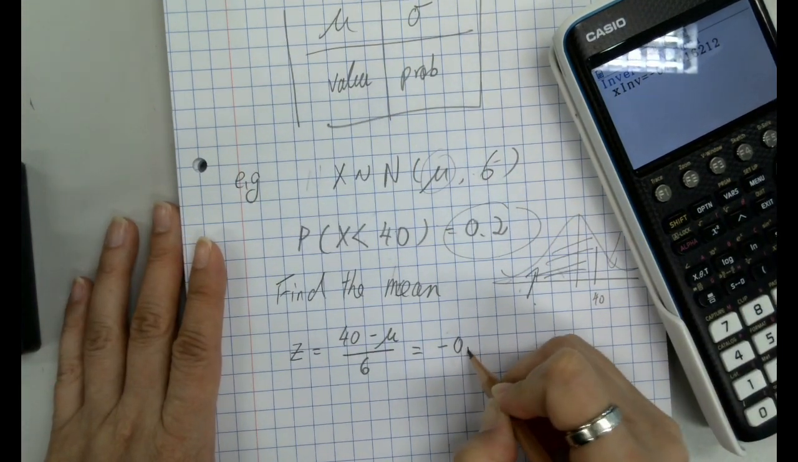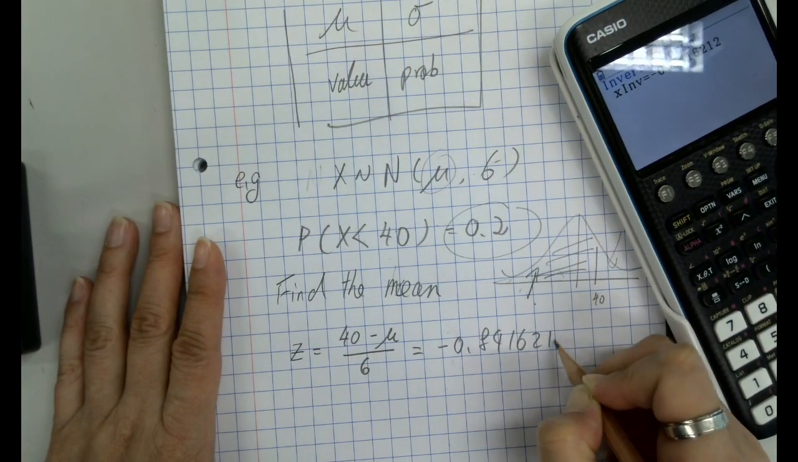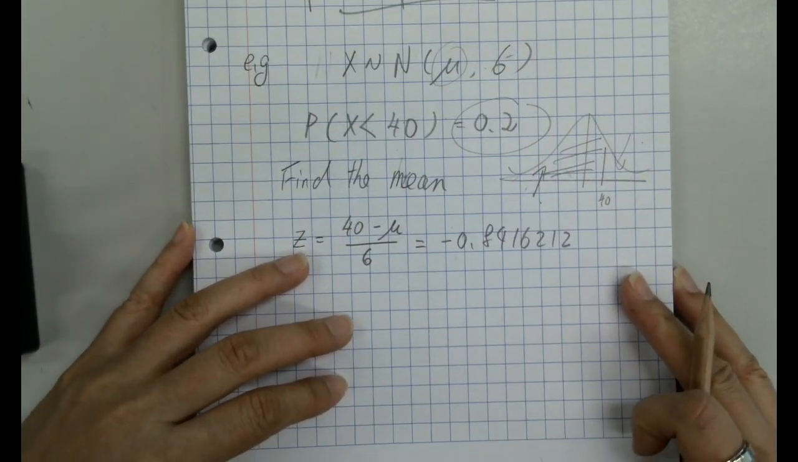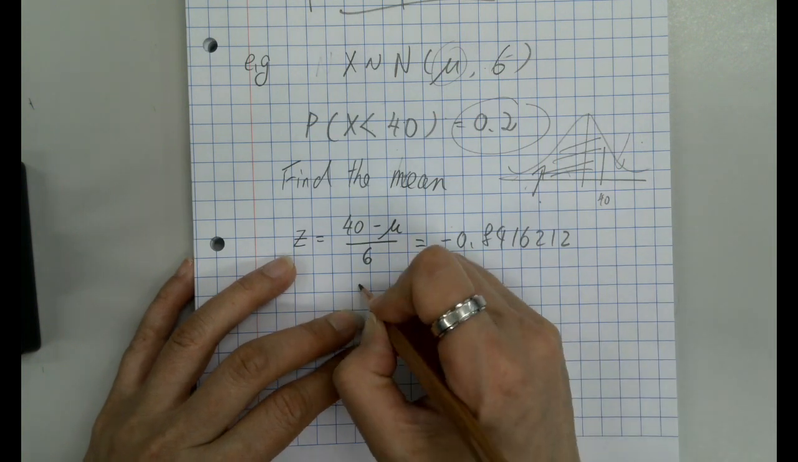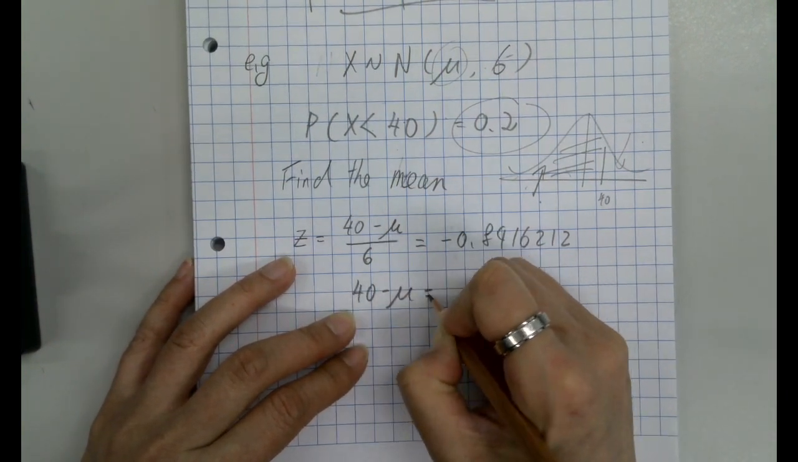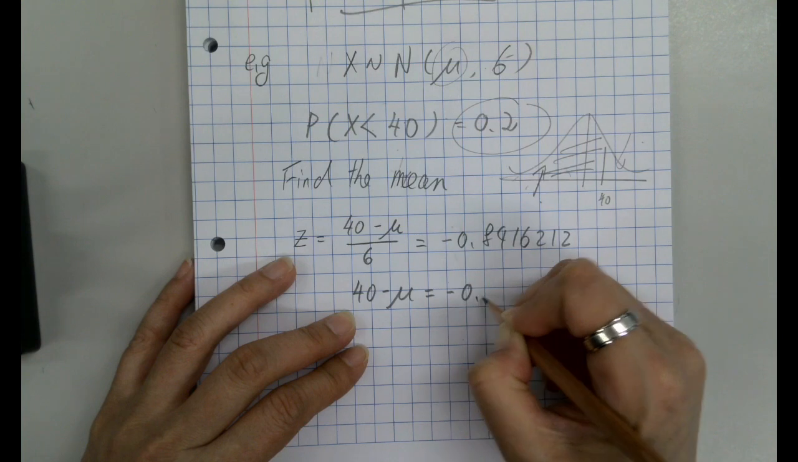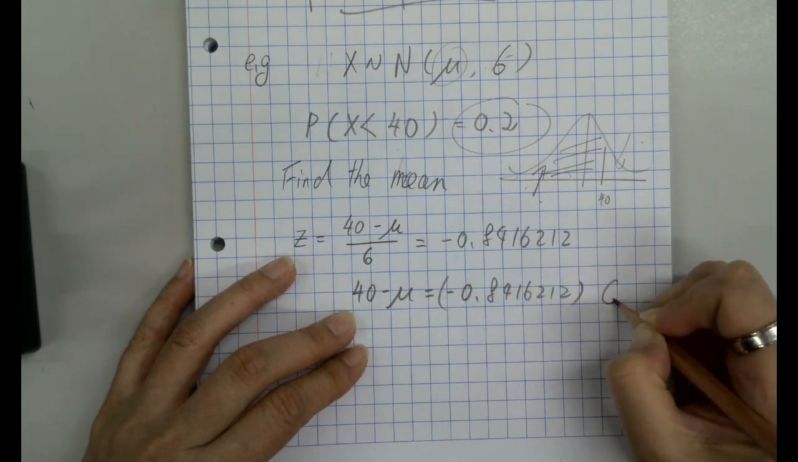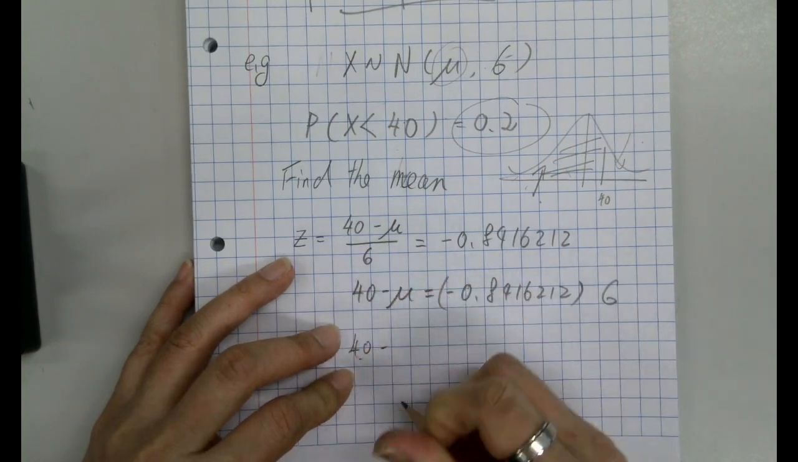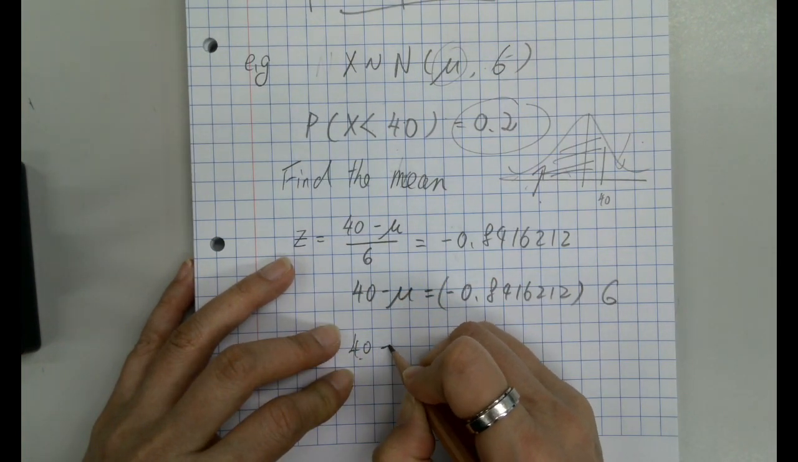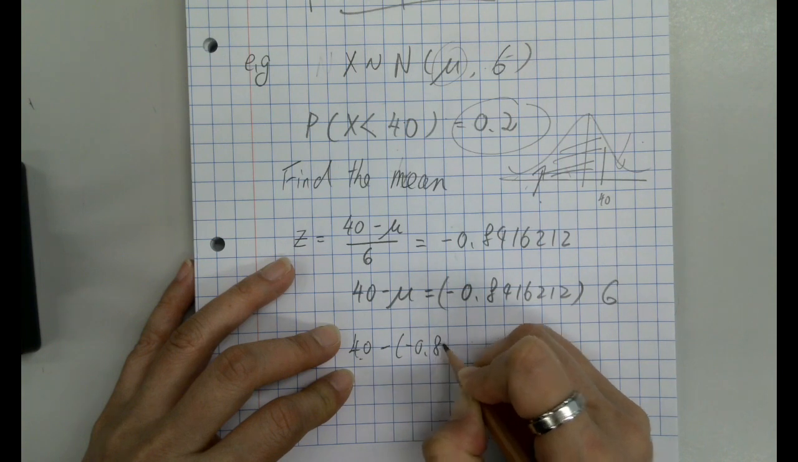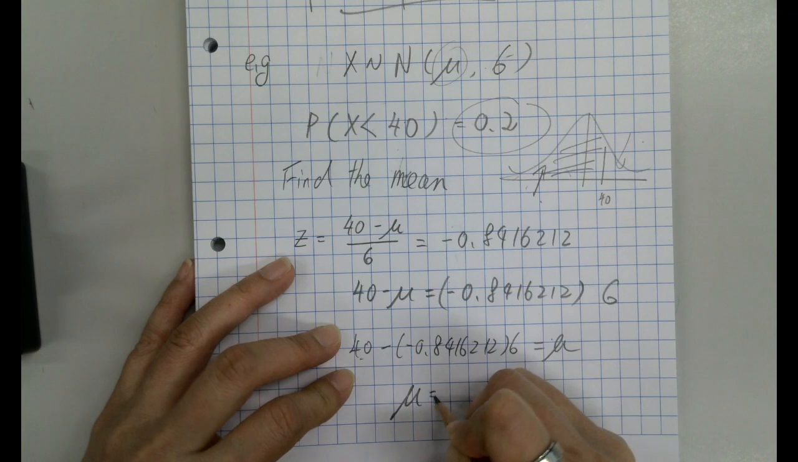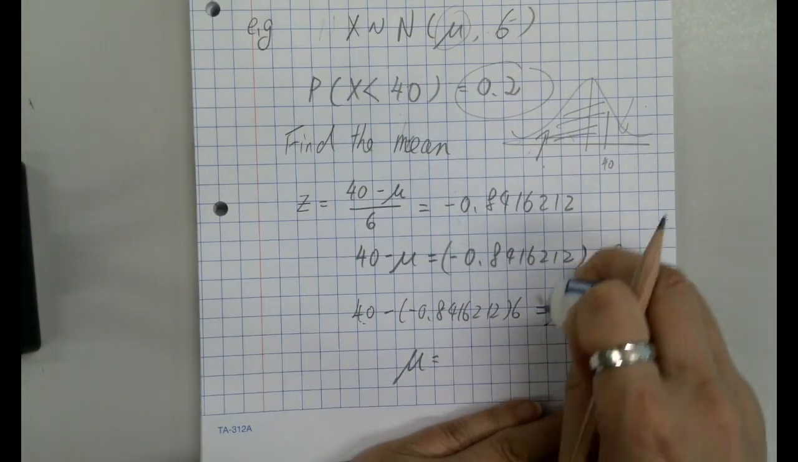which equals, now it's not a question mark, it's equals to 0.8416212. I'll just write a few more digits. Usually the answer should be 3 significant figures. Then you will be able to find the mean by a normal linear equation. Oh yeah, the mean looks like A, so I could rub that off.